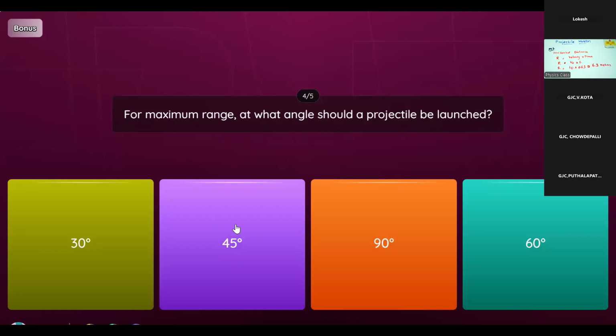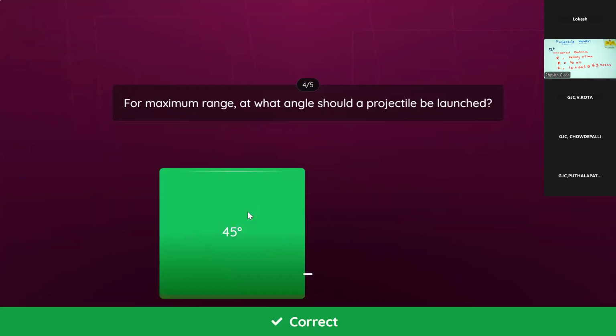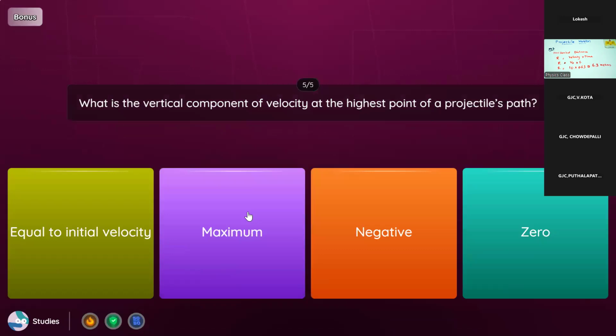It's a right angle. So at that angle, 45 degree, that projectile or that object or ball attains a maximum range. Okay, 45 degrees is the answer.